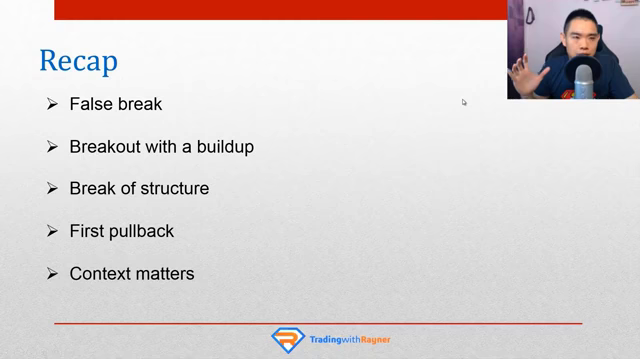Okay, so a quick recap. Number one, the false break price pattern that we spoke about. Basically, it's a reversal trading pattern. Number two, the breakout with the build up, looking for consolidation before you buy a breakout. Number three, the break of structure, so you can enter the start of a new trend with low risk. Number four, the first pullback. So even if you miss the first wave of the move, don't worry, you can look for a first pullback to get on board the trade. And finally, context matters. So don't just focus on the pattern. Spend your time focusing on the context of the markets as well.